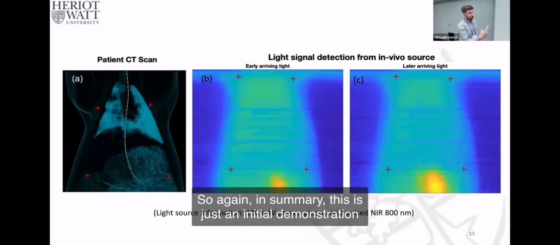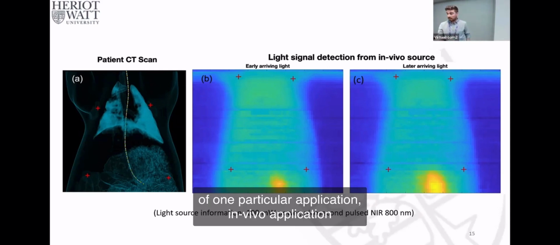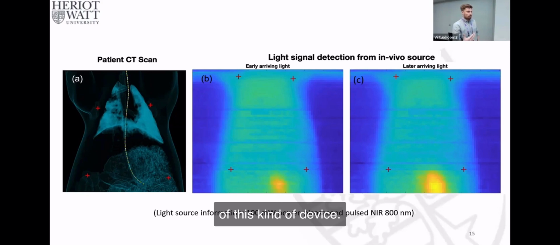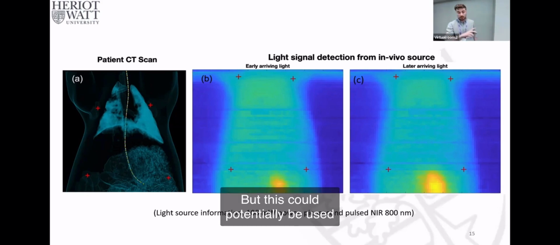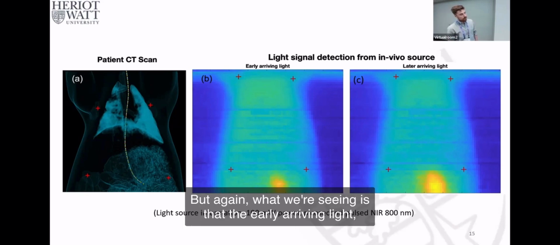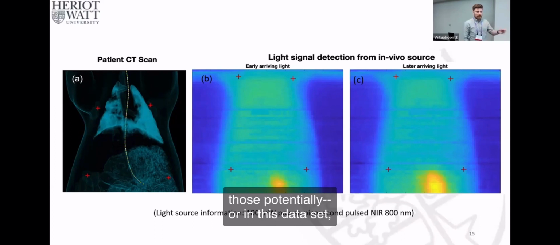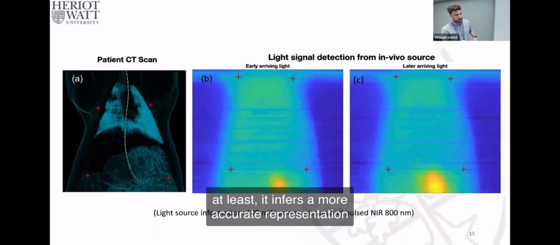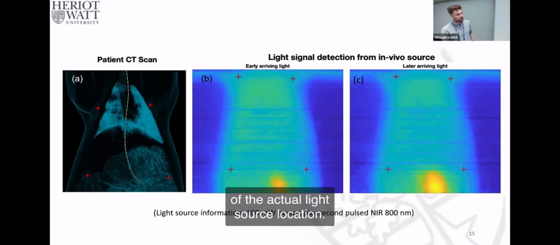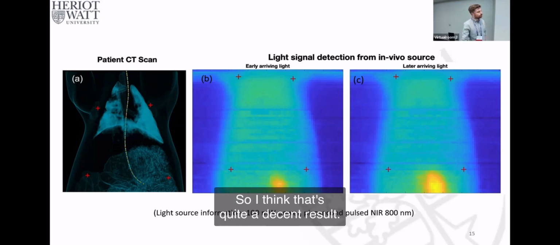So again, in summary, this is just an initial demonstration of one particular in vivo application of this kind of device, but this could potentially be used for a wealth of other applications. But again, what we're seeing is that the early arriving light does potentially, or in this data set at least, infer a more accurate representation of the actual light source location. So I think that's quite a decent result.